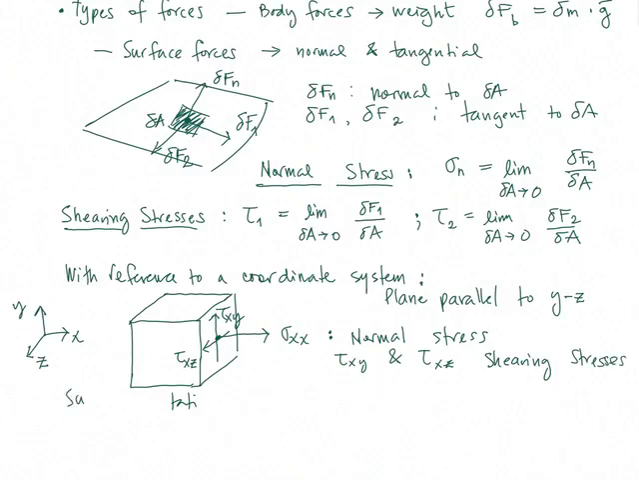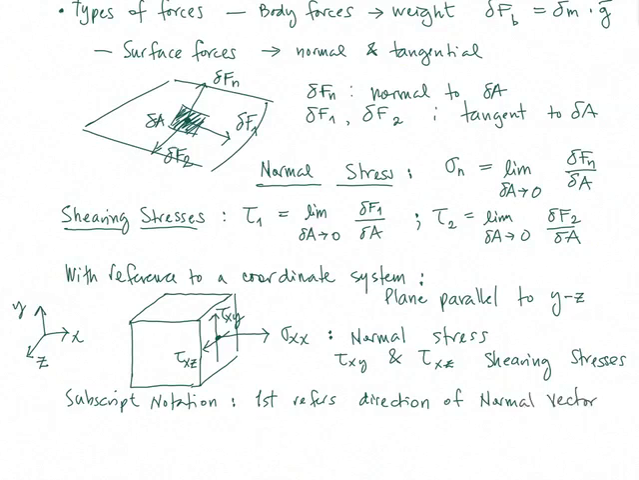So the subscript notation is the following: the first subscript represents the direction of the normal vector, and the second subscript refers to the direction of the stress vector.